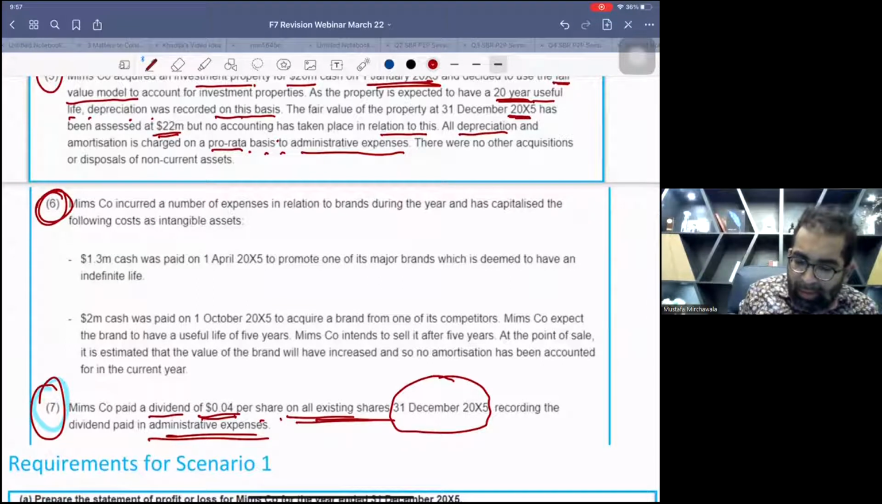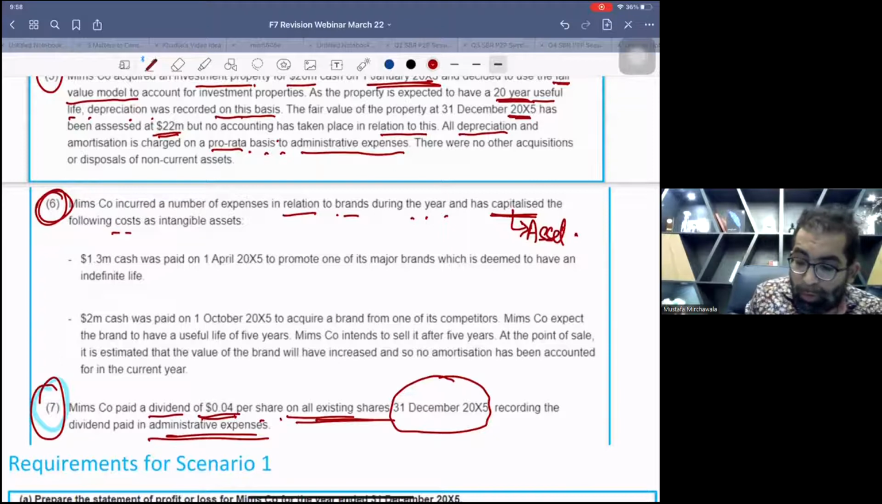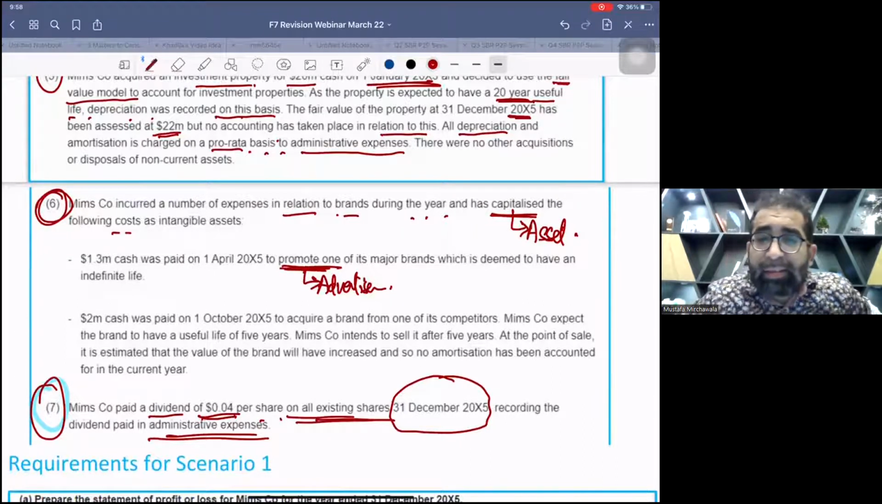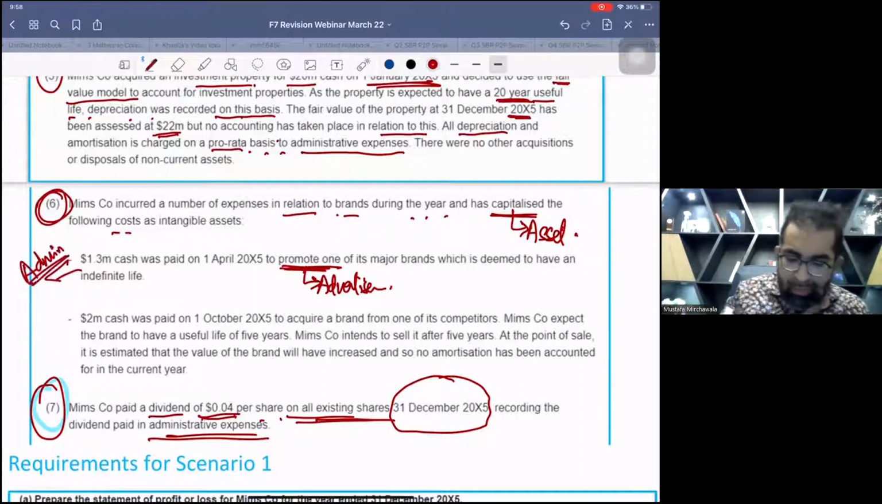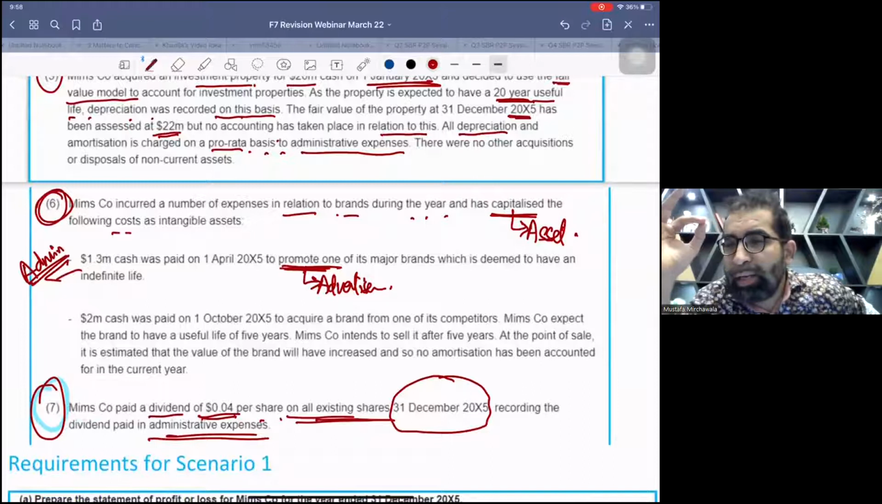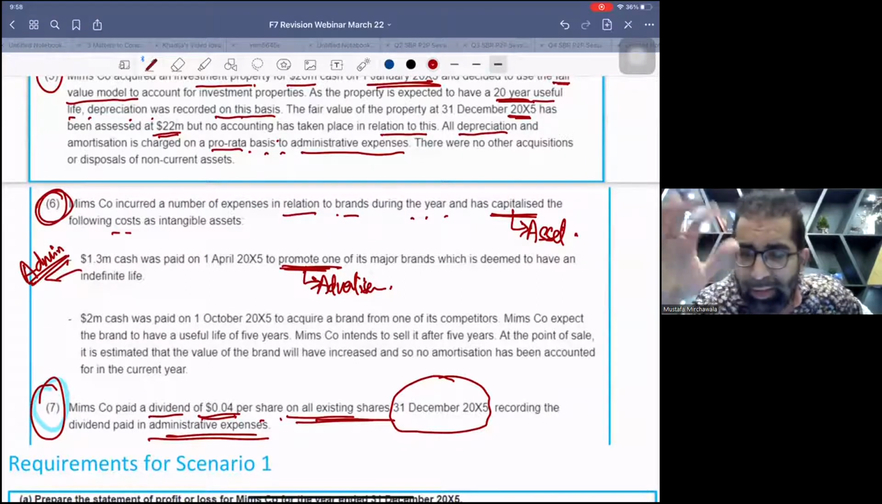Now, MIMS company incurred a number of expenses in relation to brands during the year and has capitalized, meaning asset. 1.3 million cash was paid to promote advertisement of its major brand, which is deemed to have an indefinite life. This advertisement expense should never be capitalized. It should go in P&L. So book this 1.3 million in admin. Simple admin expense. That's it. No more discussion. No more entries even.